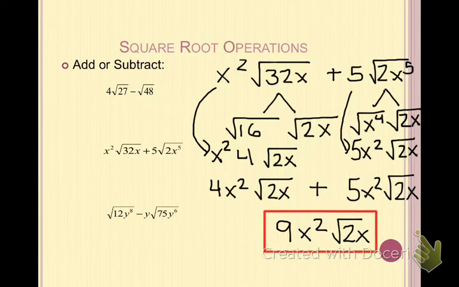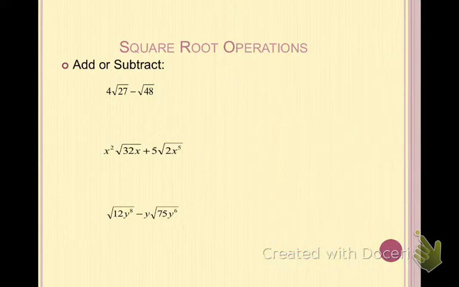Alright, here's the last problem. We have the square root of 12y to the 8th minus y times the square root of 75y to the 6th. Now again, on first glance they don't look the same, but we have to make sure that we simplify them before we can make that decision.